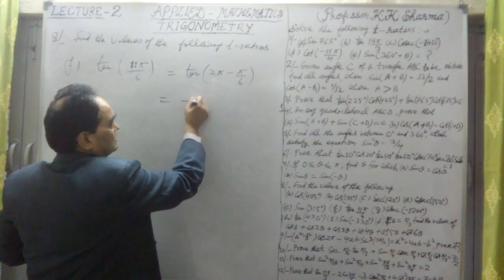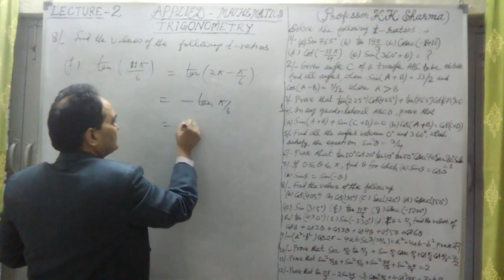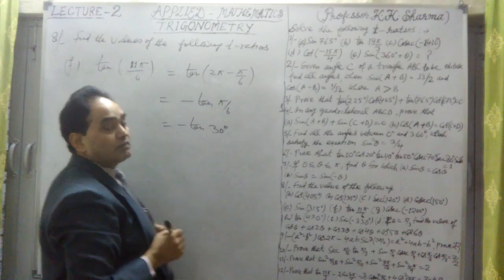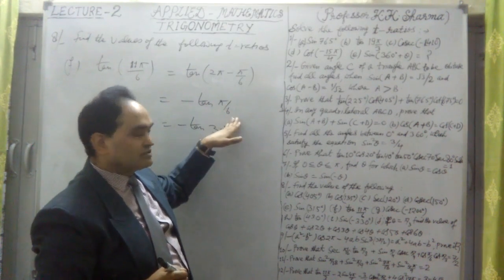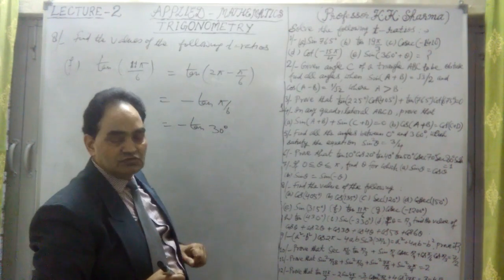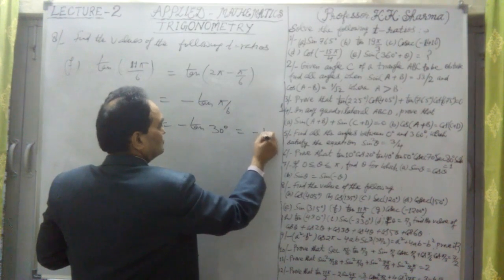So this is minus tan pi by 6. Now pi by 6 is 30 degree, since pi is 180 degree, and 180 degree upon 6 is 30 degree. So tan of pi by 6, which is tan 30 degree, is 1 by root 3, and the answer is minus 1 by root 3.